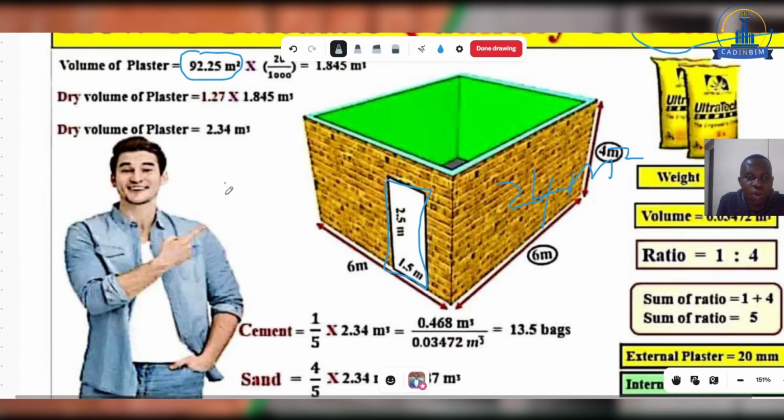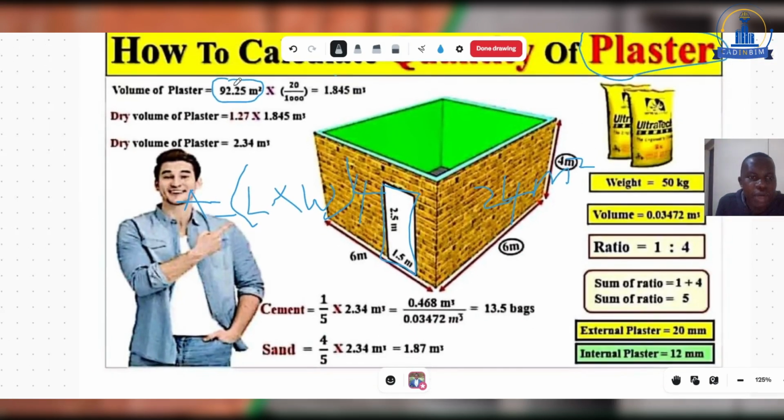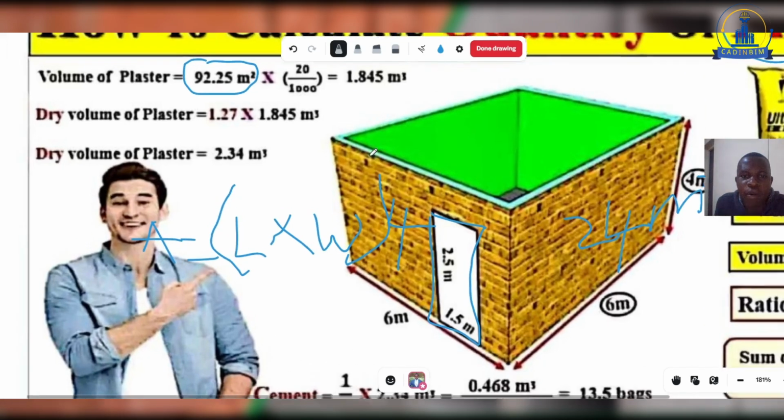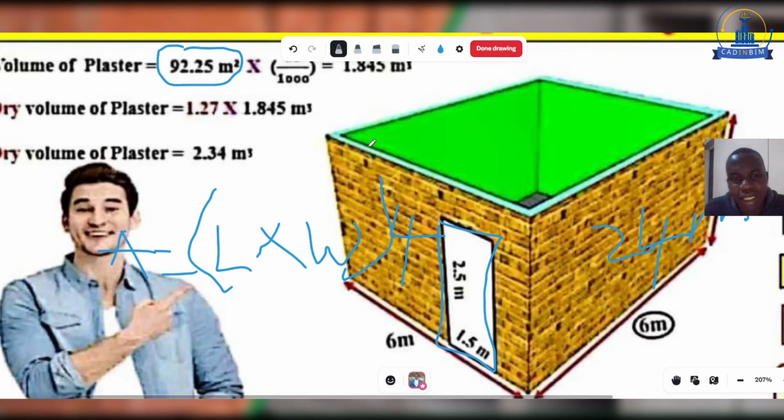If you just work with area, as you know, area is usually given by length times width. So area is length times width, and then you multiply for the four walls, and then you will also exclude the openings. By doing that, you'll get the area of our walls. Then you convert this area into volume by multiplying by the thickness of our plaster.